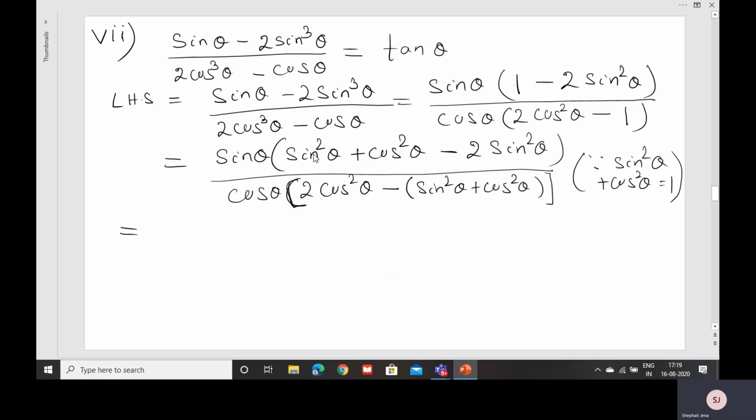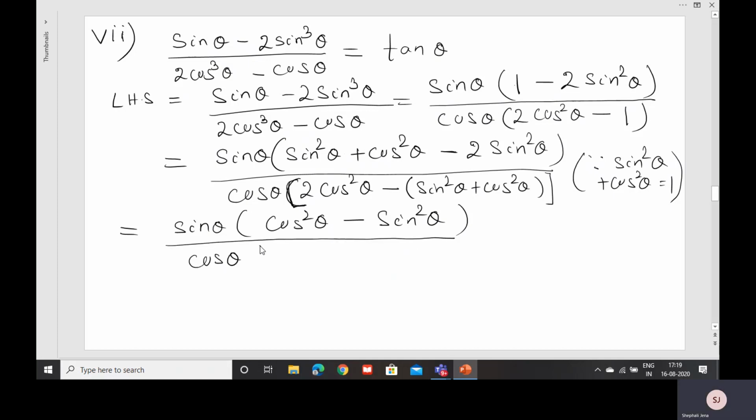Now you should see sin square theta minus 2 sin square theta, like your algebraic positive and negative numbers, like your number line. You should do sin square theta minus 2 sin square theta, so it will come cos square theta minus 1 sin square theta. So cos square theta minus sin square theta, whole divided by cos theta into 2 cos square theta minus sin square theta minus cos square theta, when you open the bracket.